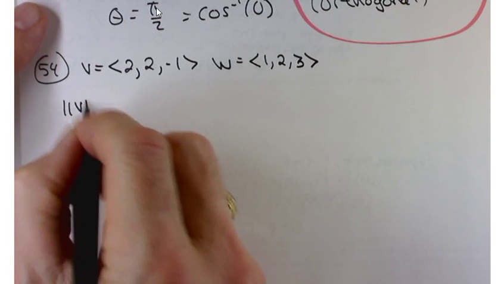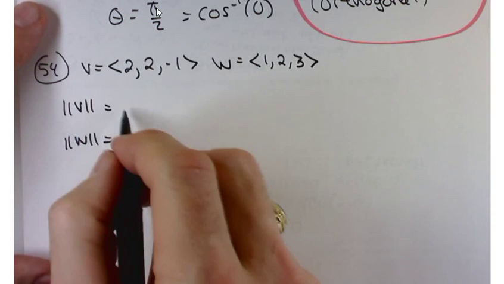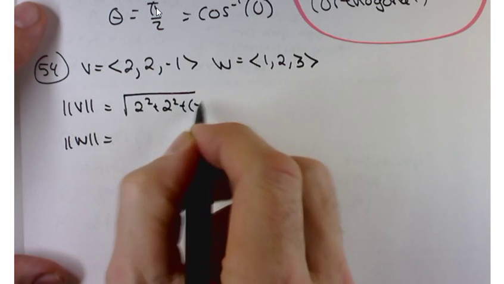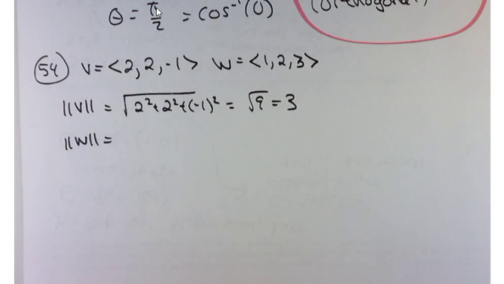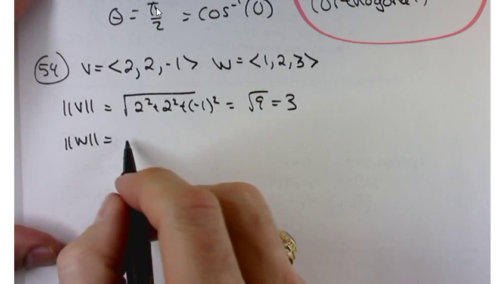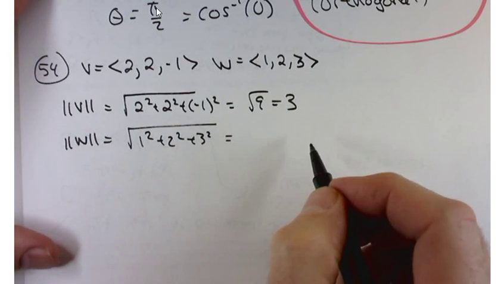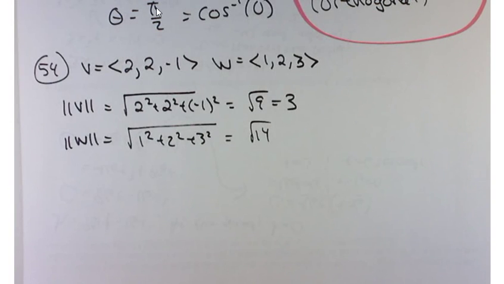I'm going to start out by calculating the length of V and the length of W separately. First, the square root of 2 squared plus 2 squared plus negative 1 squared. That works out pretty nicely because that's just going to be a 3. I don't think the other one's going to work out quite as nicely, at least I don't think it's going to be something even. 1 squared plus 2 squared plus 3 squared: square root of 14. And of course, that doesn't simplify.